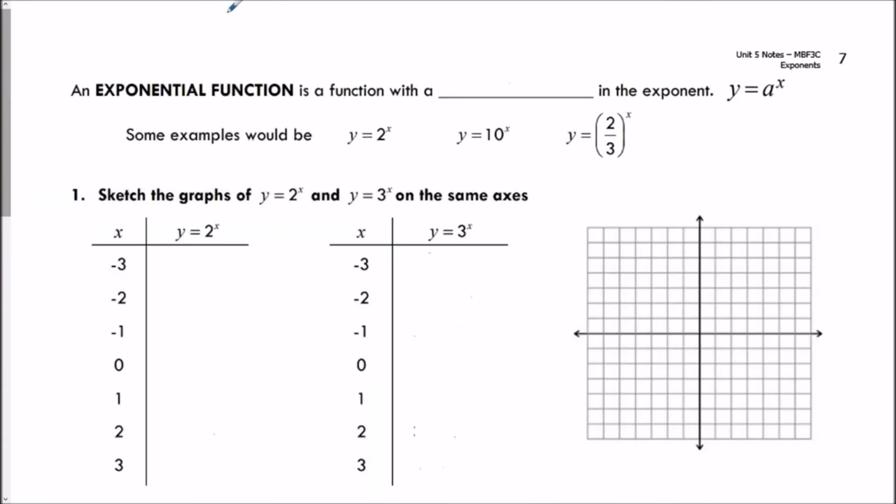So an exponential function is a function with a variable in the exponent. So for example, right here, y equals a to the power of x, this is the general form. So right here, this a is always going to be your base, and it's always going to be a number, and your x right here is the actual variable.